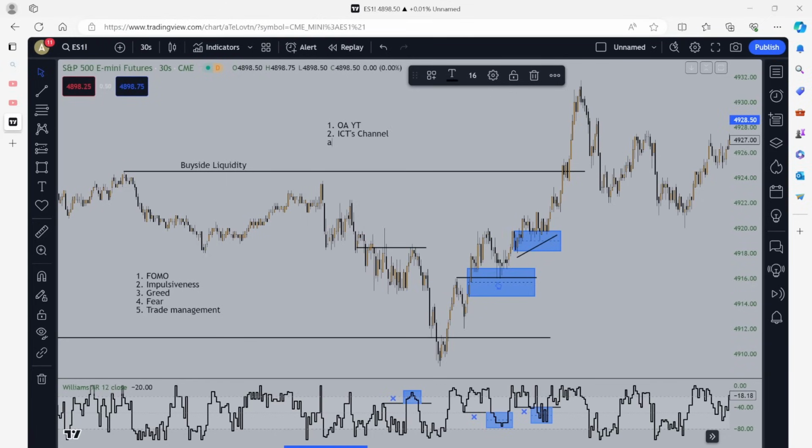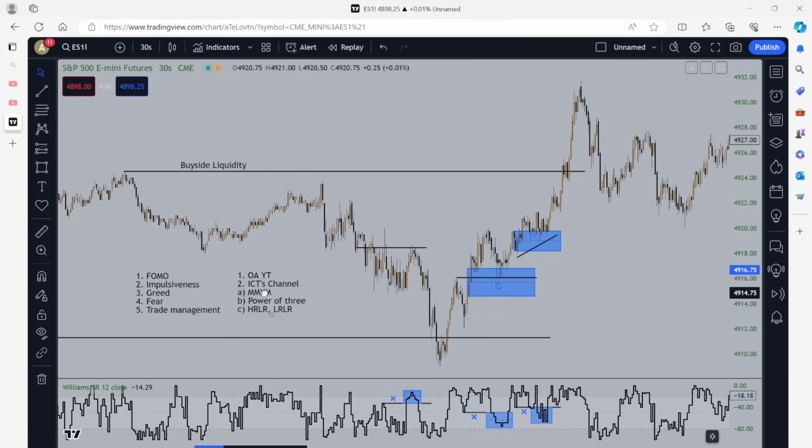and the things that you want to be focusing on on ICT's channel are market maker models, power of 3, and high resistance liquidity runs and low resistance liquidity runs. So these are the things that we're going to want to really focus on over at ICT's YouTube channel. You really want to dive into these concepts and build a foundation around this. This is all Optimal Advance is, with the Williams %R.